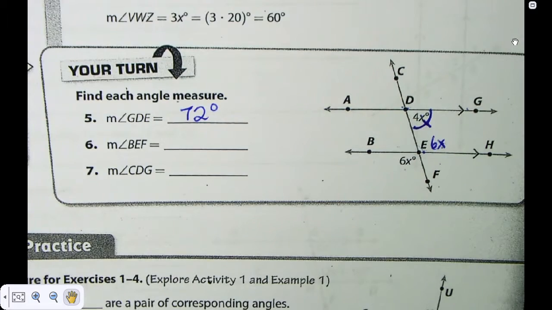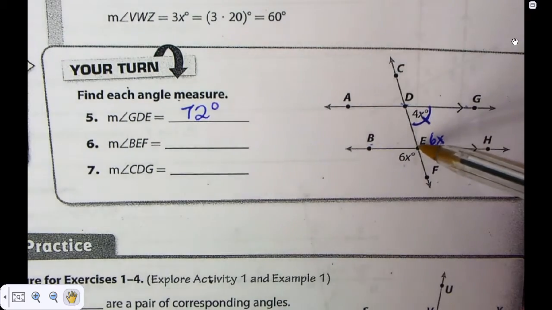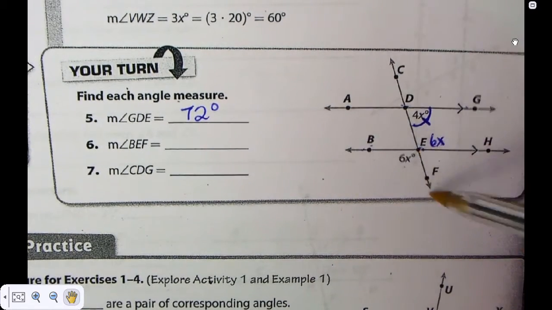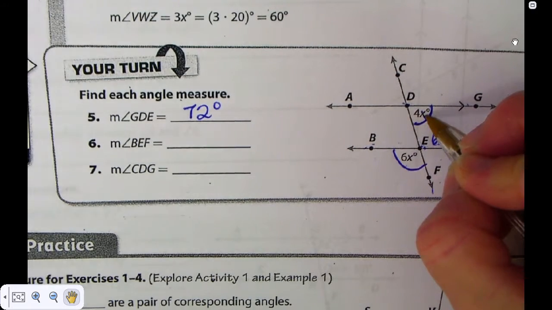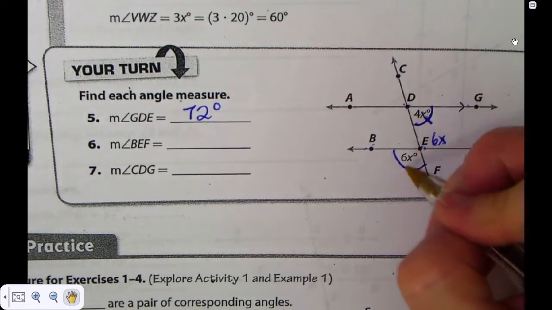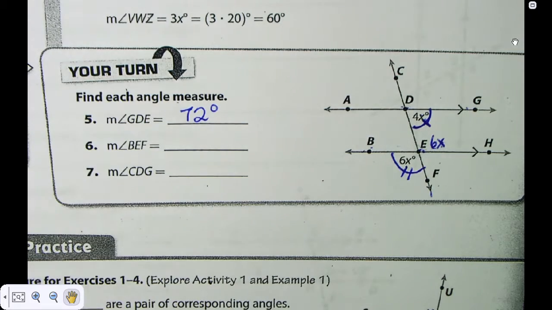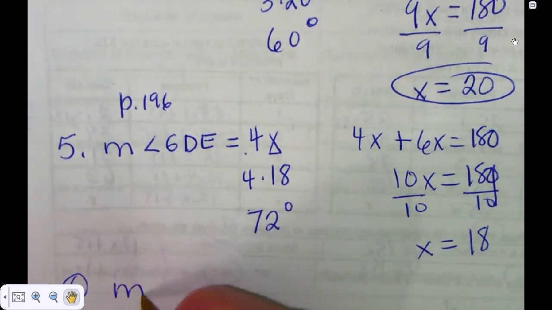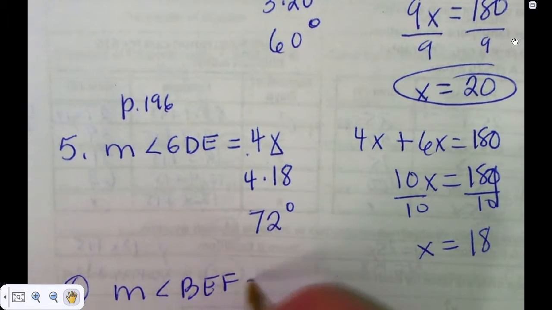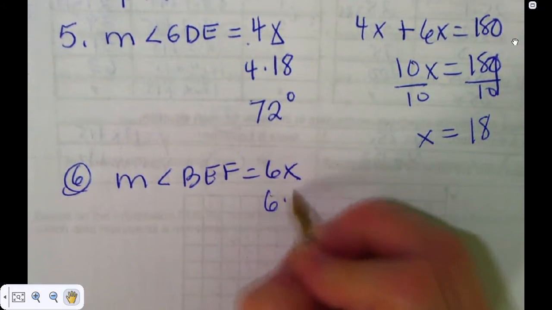Now it wants BEF. Everybody put your pencil on BE. BEF is 6x. Oh, is that the same as 4x? Yes. 6x and 4x are the same? No. So let's put 2 marks in that one. So I know BEF is 6x, so I can do 2 things. Number 6, I want the measure of BEF, which is 6x. I can just multiply what? 6 times 18.